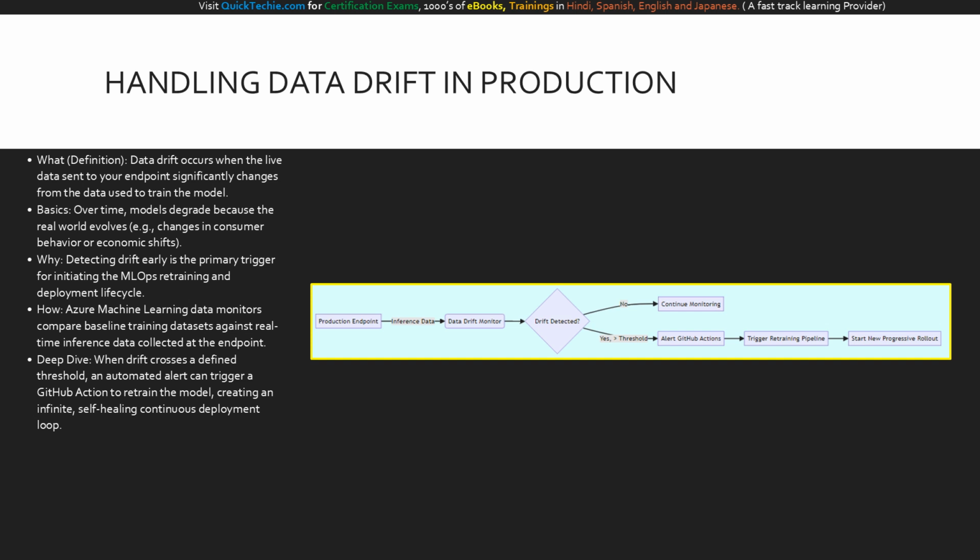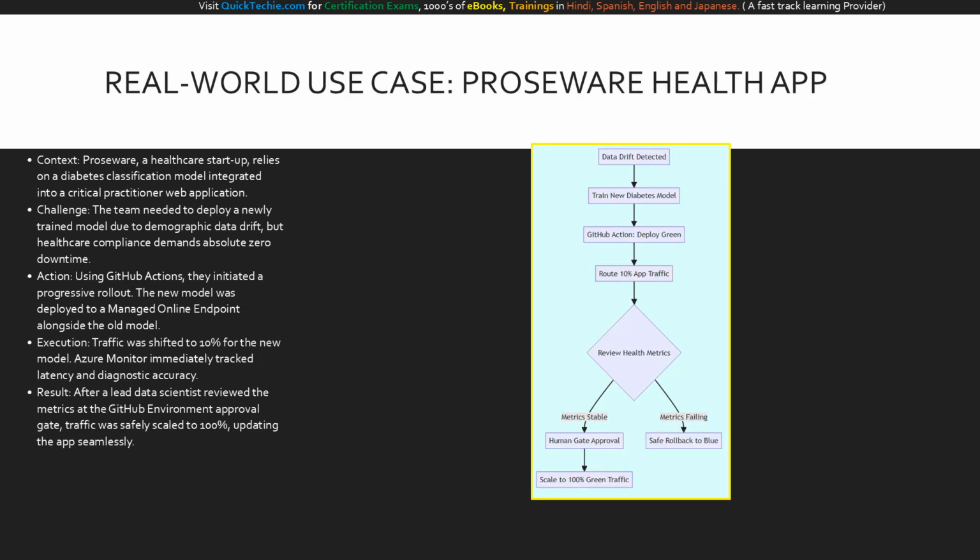The production endpoint sends its daily inference data into the data drift monitor. The monitor constantly asks, is drift detected? If no, we continue monitoring peacefully. If yes, and it exceeds our safety threshold, it immediately fires an alert to GitHub Actions. GitHub Actions wakes up and triggers the retraining pipeline. Once the new model is trained, it naturally flows right back into our start new progressive rollout phase, completing the MLOps lifecycle.